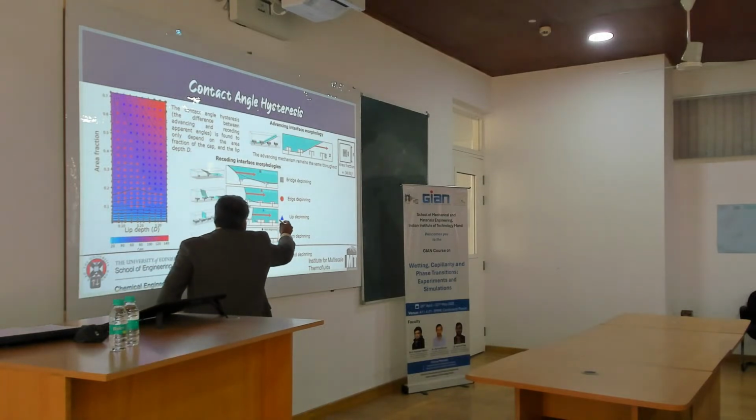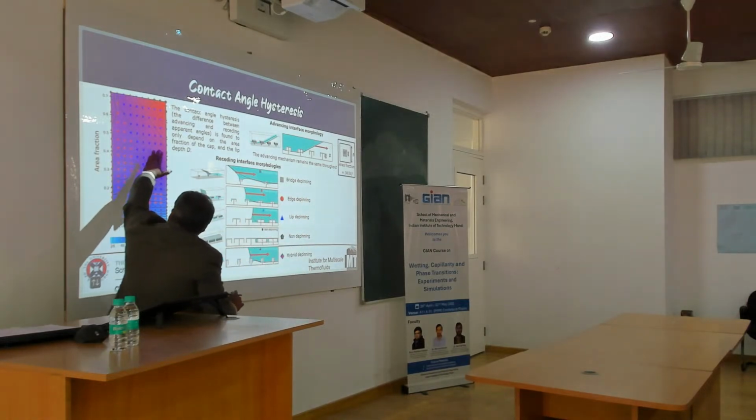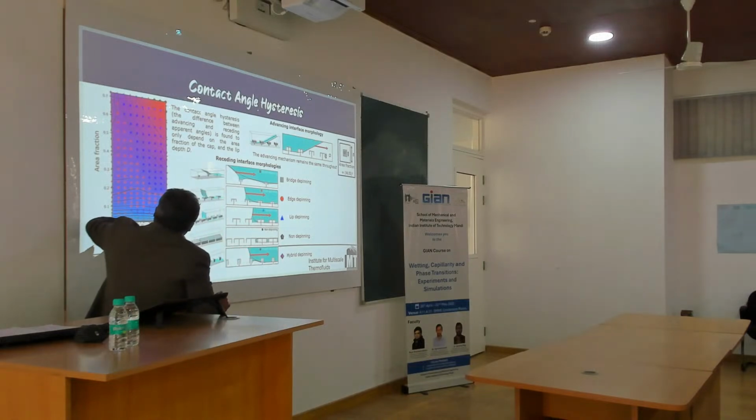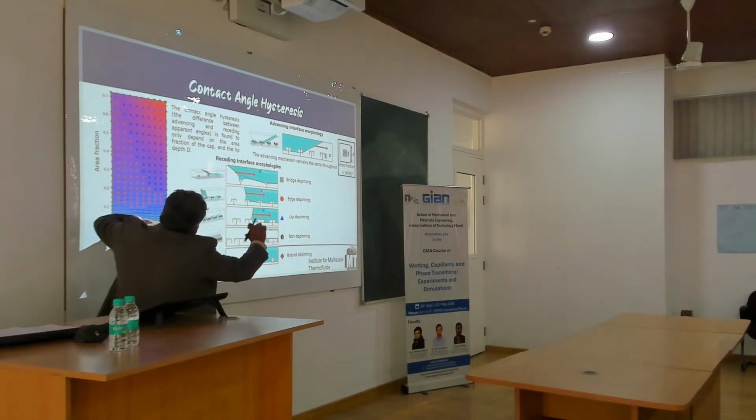The other one is lip wetting. So lip wetting is at this particular portion of the T, and it just pulls off from there. And that is lip wetting. So this is the region. And here obviously you've got the geometry. This is the area fraction and the lip depth. That is the depth of the T.